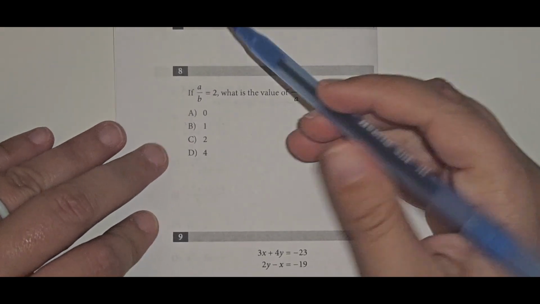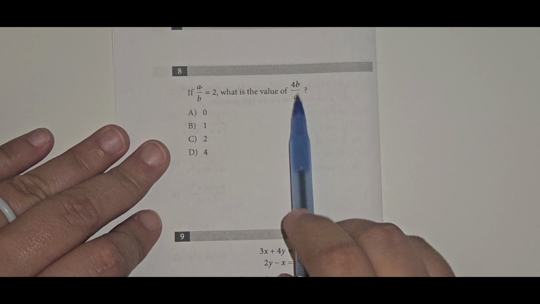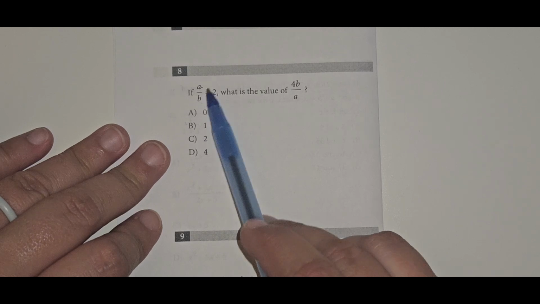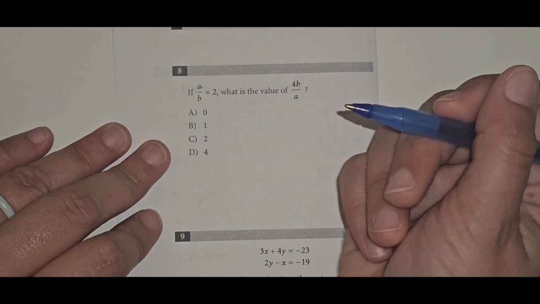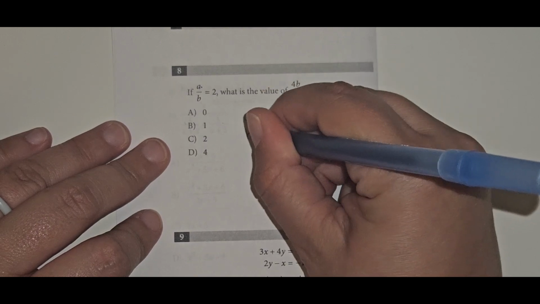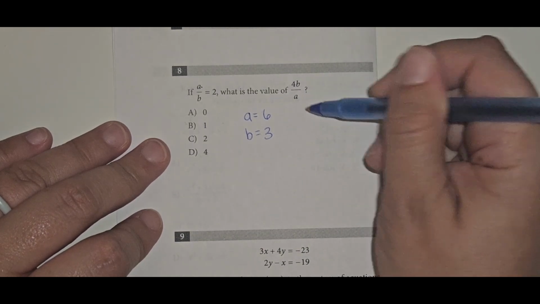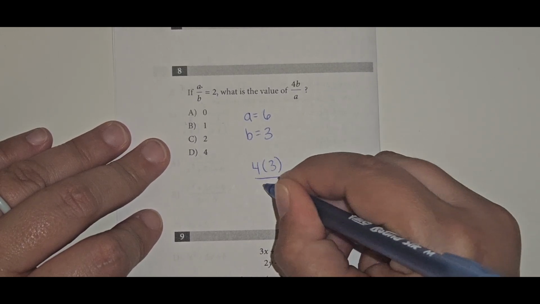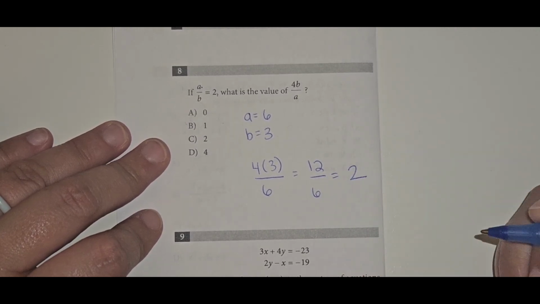All right, this question: if A over B equals 2, what is the value of 4B over A? Now, what I like to do for some of these is think of numbers. So let's say, what could A and B be? If A was 6 and B is 3, that would mean that we would get 2, right? So let's go ahead and plug this in here. If I have 4 times 3 divided by 6, that's 12 divided by 6, it would give me 2.